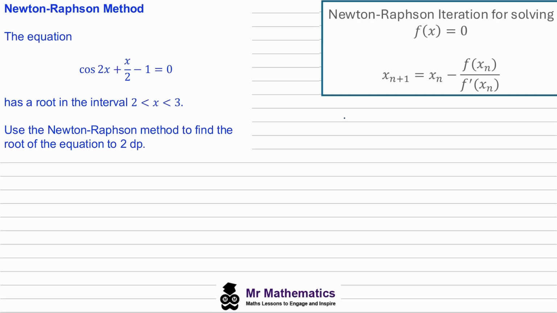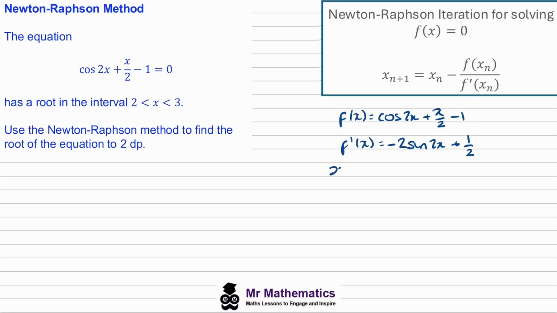So welcome back if you had a go. We know f of x is cos 2x plus x over 2 minus 1. We'll find f prime of x. When you differentiate cos 2x, we get negative 2 sine 2x. When you differentiate x over 2, we get a half, and the negative 1 will go.